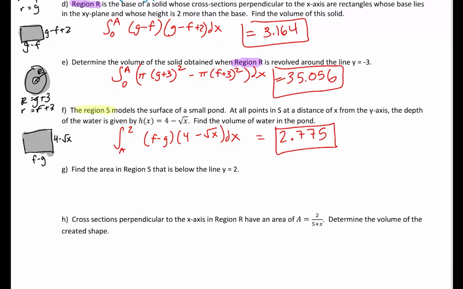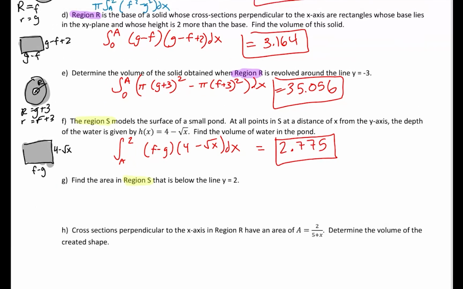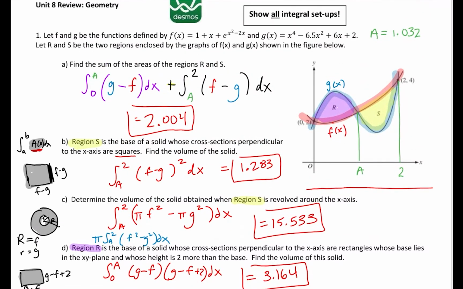Part G says find the area in region S that is below the line y equals 2. Okay, so we're going back to an area problem here, kind of taking a break from volume. We're looking at region S, that's this region here, but what we want is the area below y equals 2. Now you can see y equals 2 is labeled here, but even if it wasn't, we could use Desmos to find out exactly where that is.